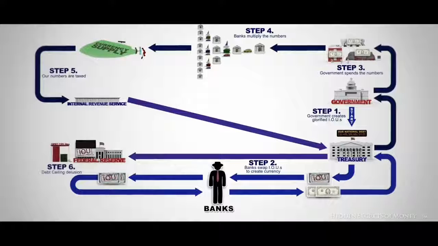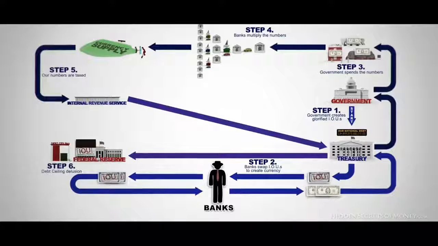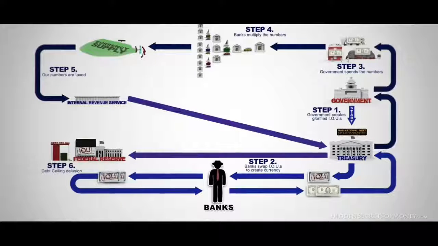Then we get to step 6, the debt ceiling delusion. The system is designed to require ever-increasing levels of debt and will eventually collapse under its own weight because politicians always kick the can down the road. They don't want it to collapse on their watch.